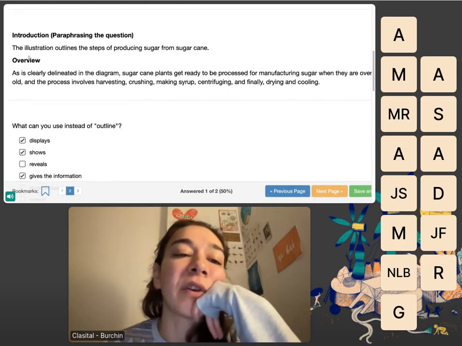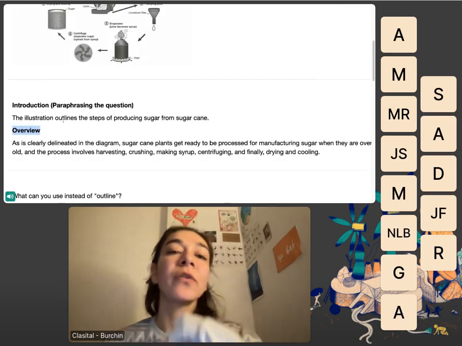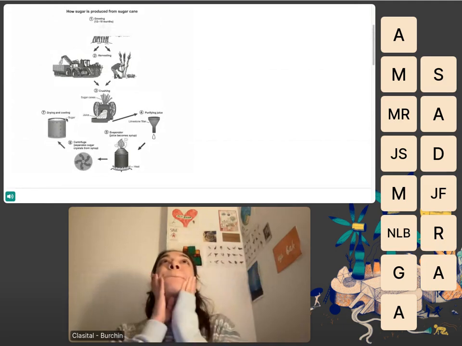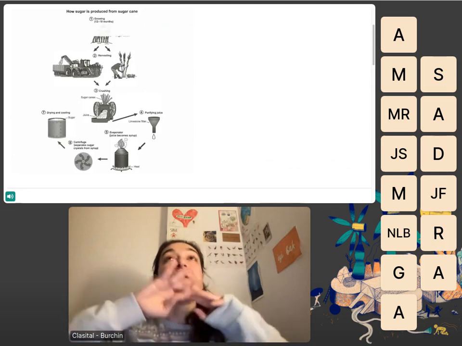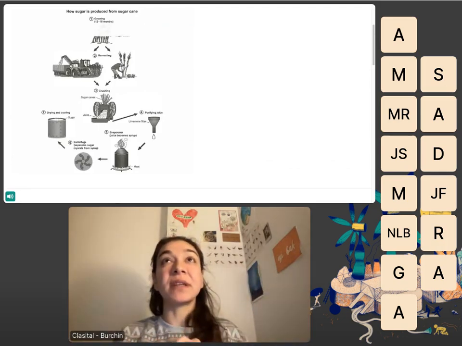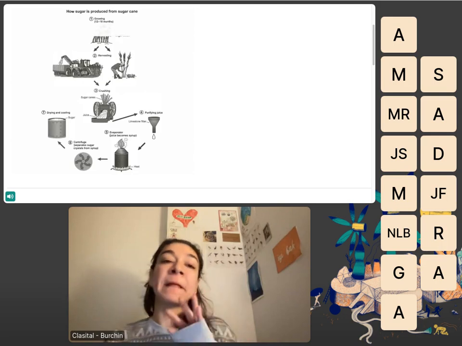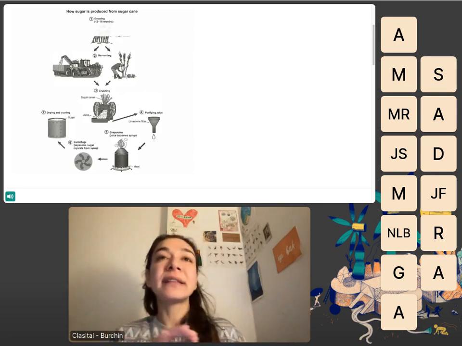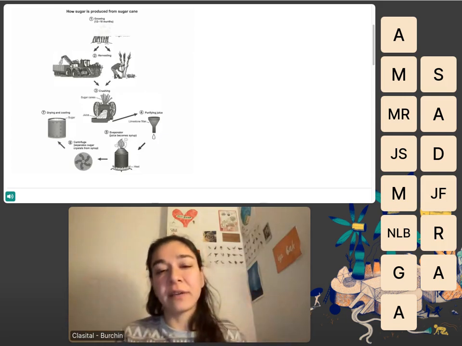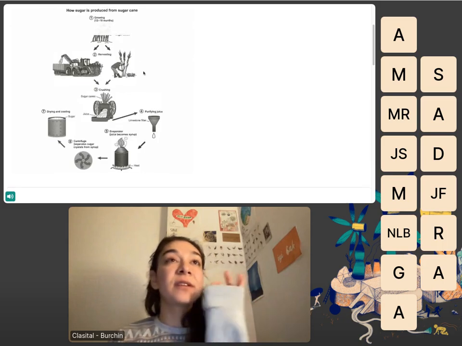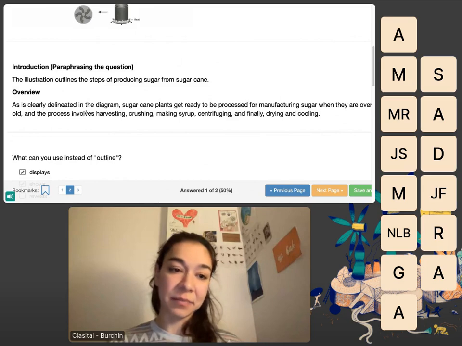Overview. Okay, what are we doing at the overview part? At the overview, we are outlining, we are giving a very general description of what is shown to us in the diagram. Very general, no detail, no example. We are not giving examples like all together in Task 1, just a general idea.